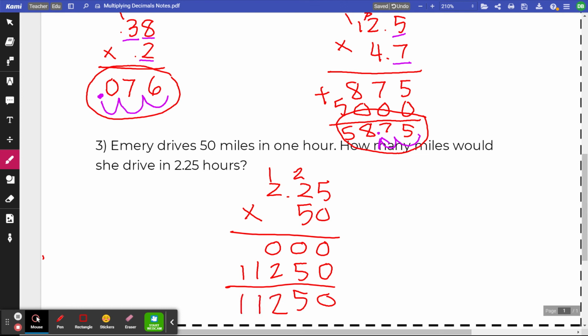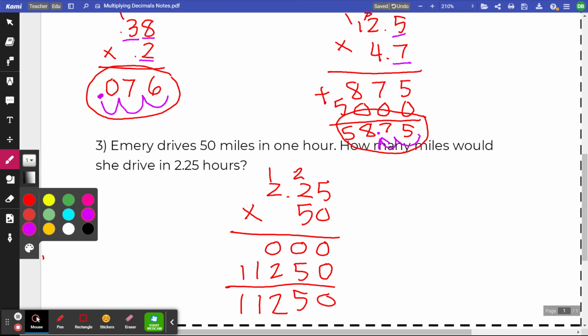And let's see, how many digits are behind the decimals? Well, there's only the 2 and the 5, because 50 doesn't have a decimal point. And if we wanted to put one, it would just be at the end of the 50, so there's nothing behind it. So that means we have to move the decimal back twice. So there are 2 numbers behind it. So 112.50.